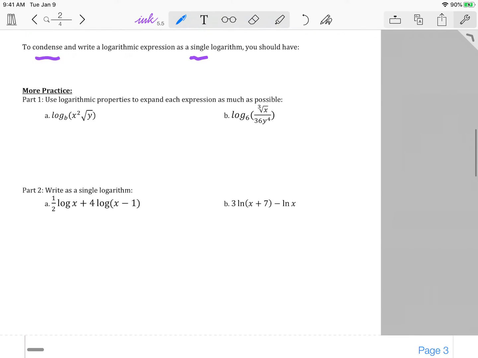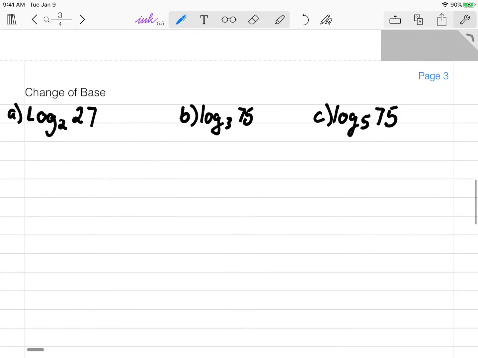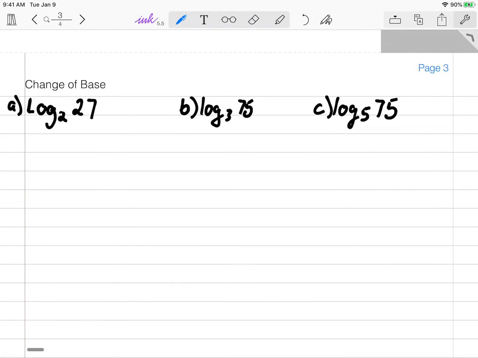Okay, so now you're going to do the more practice section. But I want you to add this to the bottom. So this will be at the bottom of your paper. Change of base. Problem A, log base 2 of 27. Problem B, log base 3 of 75. Problem C, log base 5 of 75.